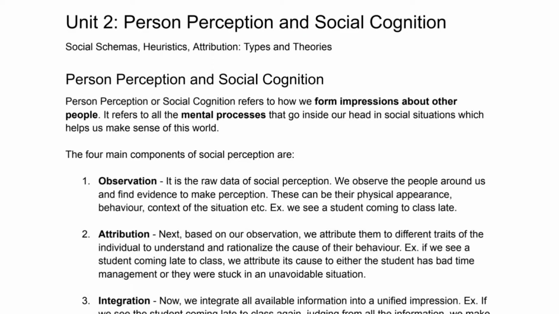Person perception or social cognition refers to how we form impressions about other people. It refers to all of the mental processes that go on inside our head in social situations. It helps us make sense of this world. There are four main components of person perception and social cognition.